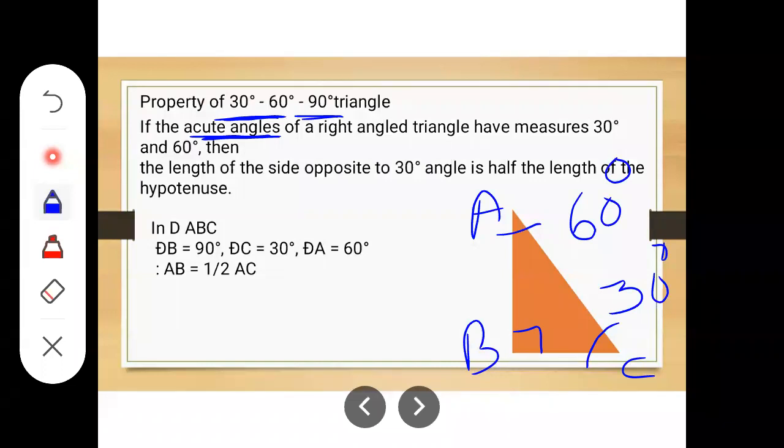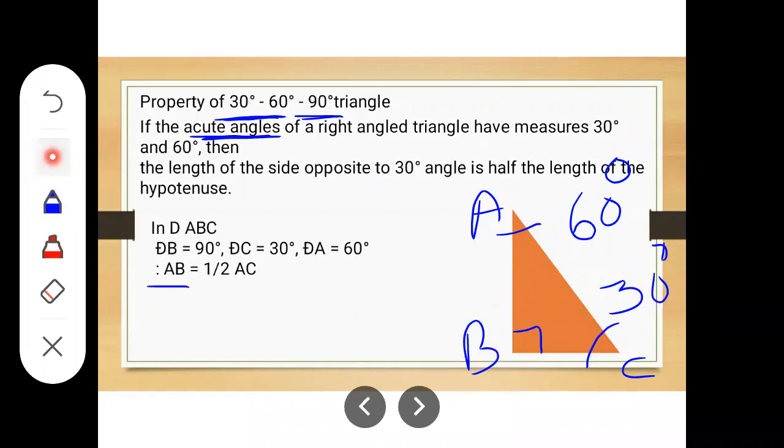Okay, then what is the statement here? The length of the side opposite to 30, the side opposite to 30, that is very important. Now see the angle 30 degrees and its side opposite to that angle. So angle C is 30 degrees and the side opposite to 30 is this AB. Okay, AB is opposite to 30 degrees. So write it. Here I have written AB.